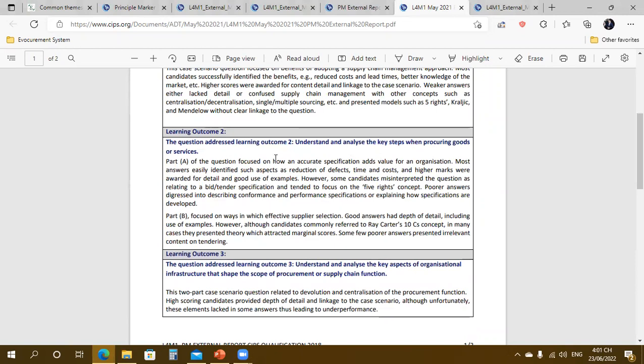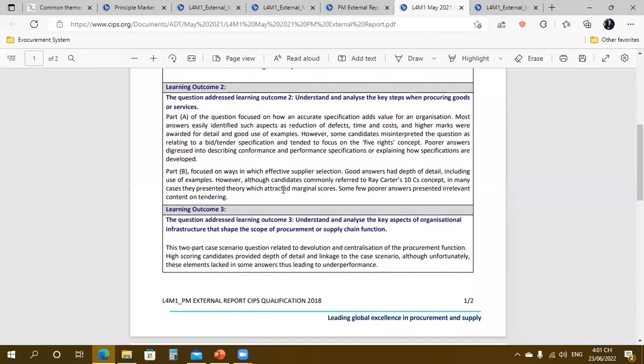The second question is on the benefits of having an accurate specification. It has two parts. One is about the benefits of having an accurate specification, and the second one is about effective supplier selection.